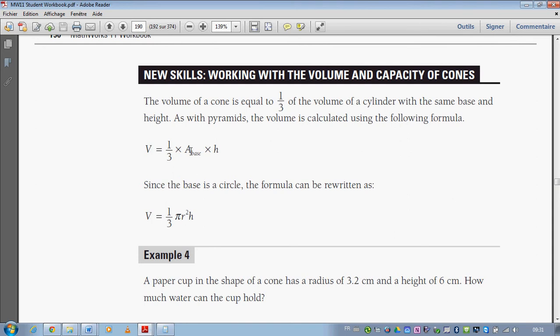So instead of using length times width, as we had used with a pyramid, because we are now dealing with a cone where the base is a circle, the area is pi times r squared. And that's it, really. So you find the area of the base, which is a circle, you multiply it by the height, and then you divide it by 3.